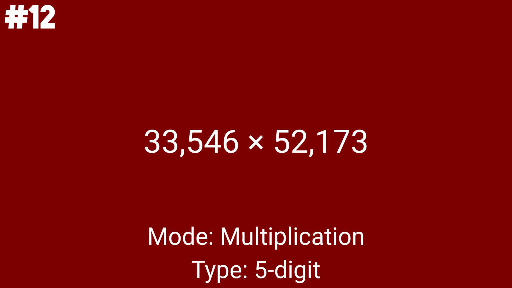Problem number 34 is 33,546 times 52,173, and this has a result of over a billion. Additionally, this is the second to last 5-digit multiplication problem, and 34,906 times 45,659 is the last problem before we move on to 6 digits and before the final 10 multiplication problems.